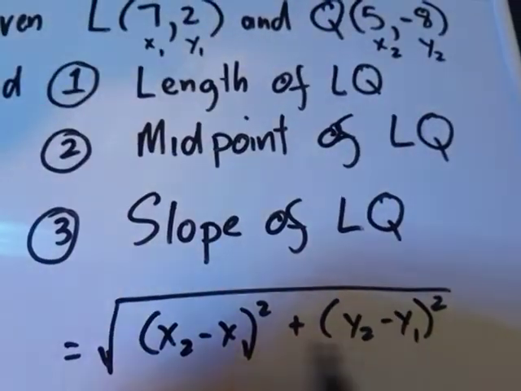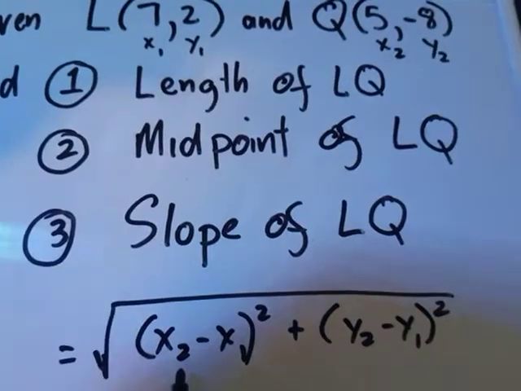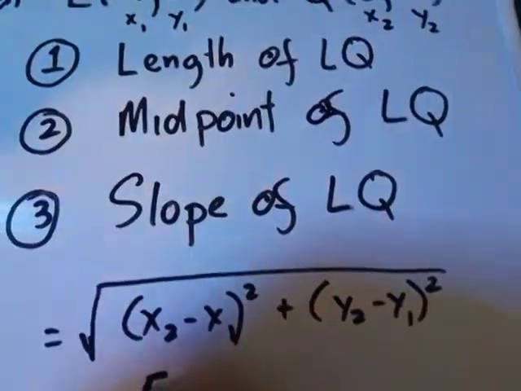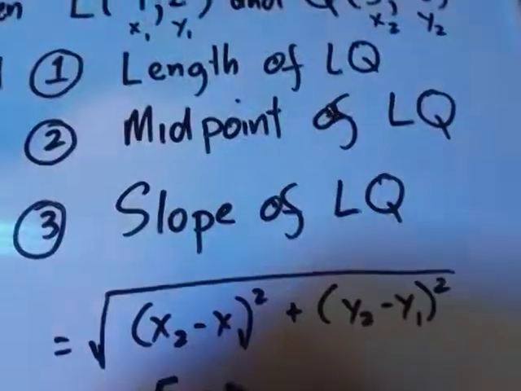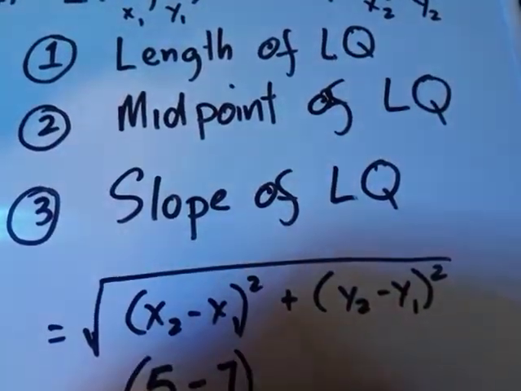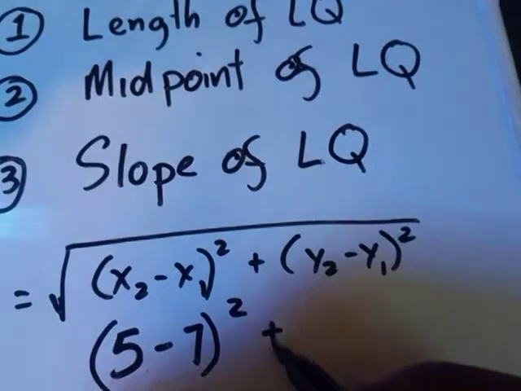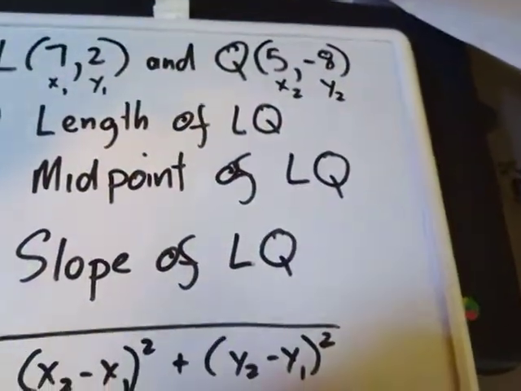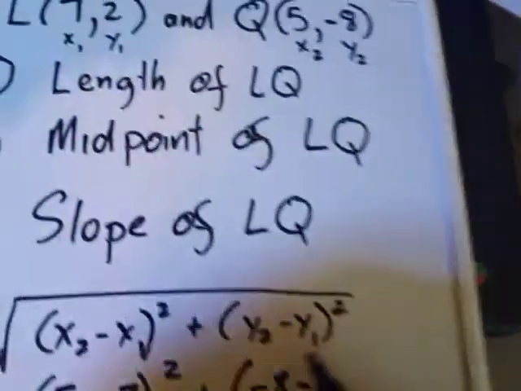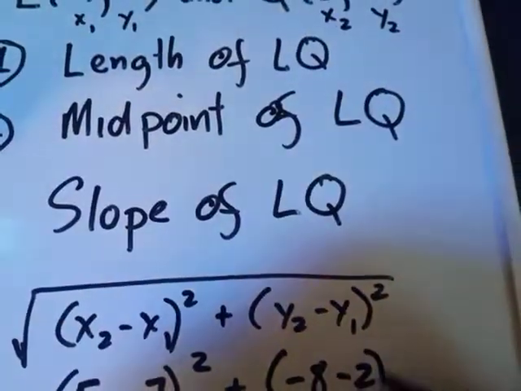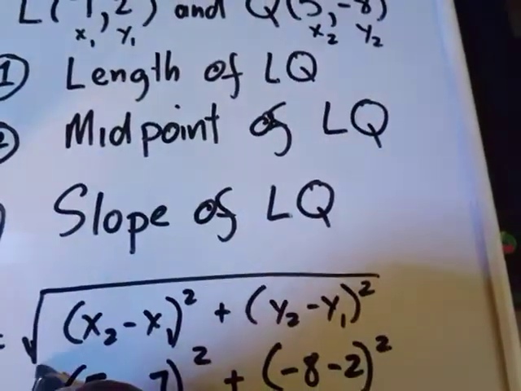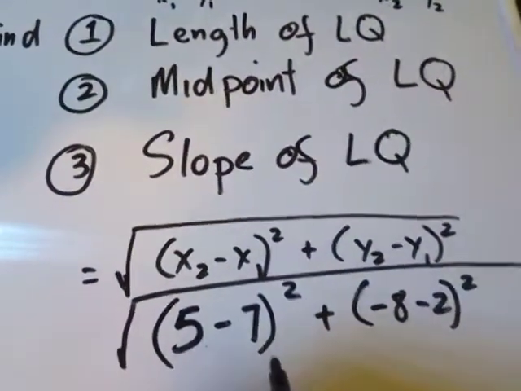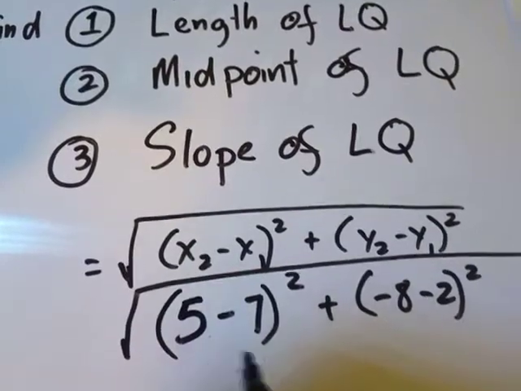Once you've chosen the correct formula, the formula for length, it's just a matter of substitution. What is x2? Oh, that's 5 minus 7. That squared, to the second power, times itself. That's what squared means. What's y2? Oh, it's -8. What's y1? It's 2. That squared. I'm not going to evaluate this. I'm stopping here. You can do the subtraction and multiplication.